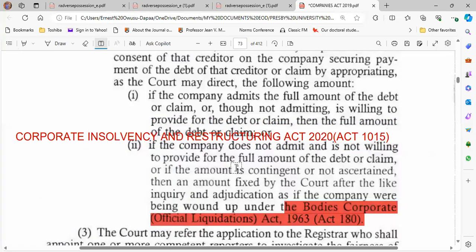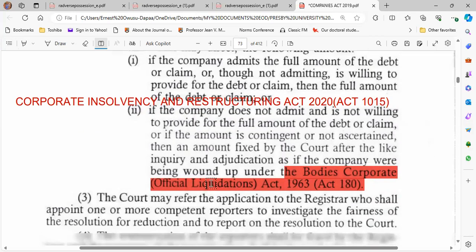Yeah, so where the company does not admit, then the court will proceed in the way that it will adjudicate any claim where procedures for liquidation are triggered under the Corporate Insolvency and Restructuring Act 2020, Act 1015. So that is the point being made there.